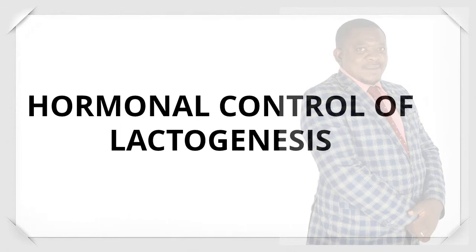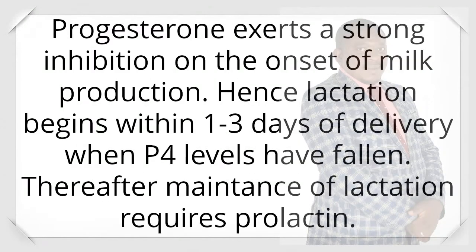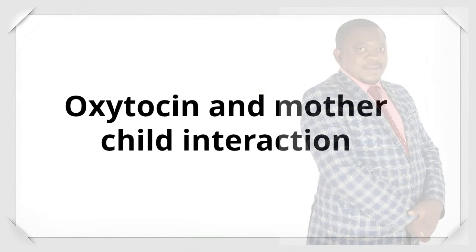Hormonal control of lactogenesis. Maternal plasma levels of P4, E2, and prolactin increase progressively during pregnancy. Within 48 hours after parturition, the levels of P4 and E2 return to non-pregnancy values because the placenta is no longer present. Prolactin levels remain elevated. Progesterone exerts a strong inhibition on the onset of milk production. Hence lactation begins within 1 to 3 days of delivery when P4 levels have fallen. Thereafter maintenance of lactation requires prolactin, oxytocin and mother-child interaction.